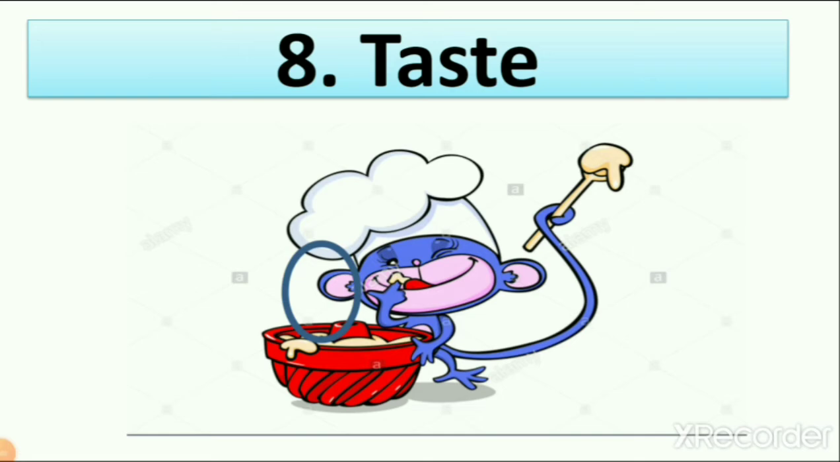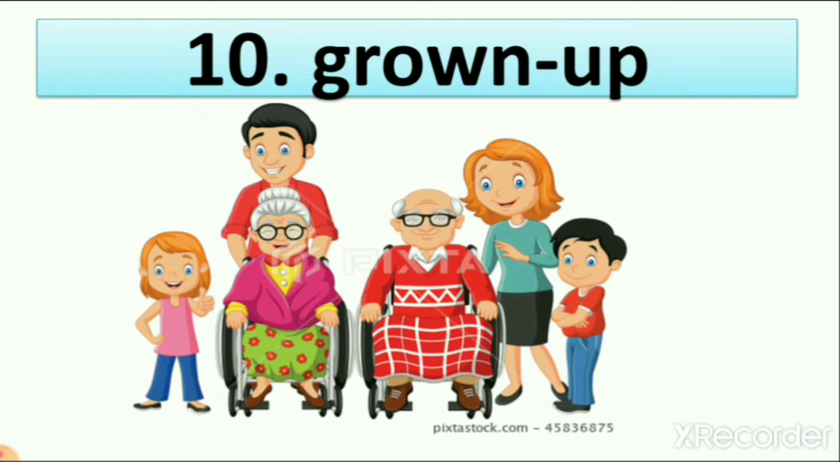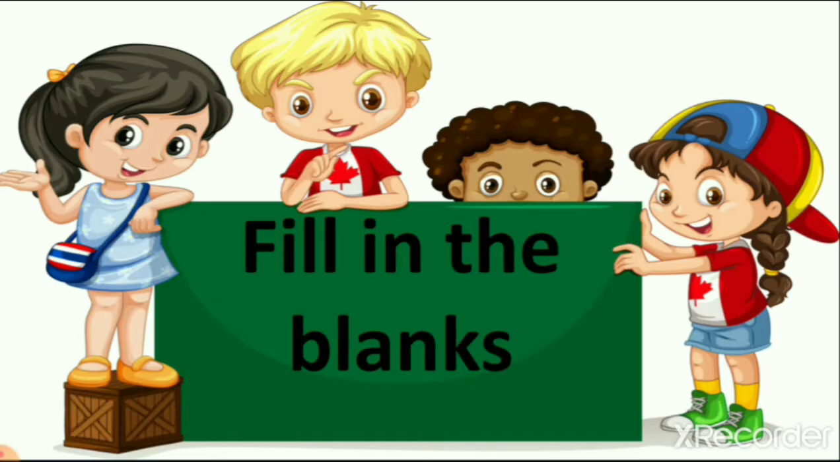Then taste. Taste is one of our senses and our tongue we use to taste different types of things. Like when we are making some food, our mother first tastes it, then we all are eating, right? So taste, touch, grown up means elder people, mother, father, grandfather and grandmother. Then our question number 2, fill in the blanks, which we learned in the previous lecture.